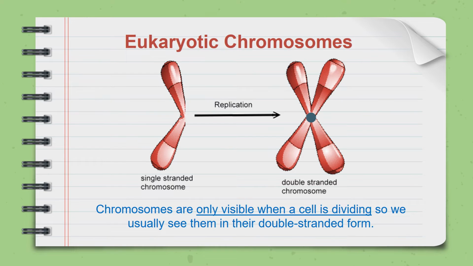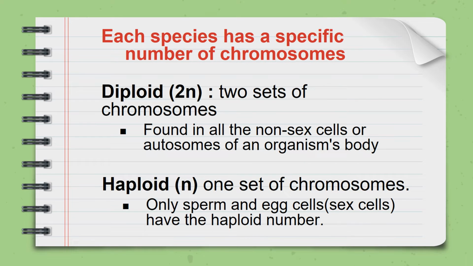So this is the structure of a eukaryotic chromosome. This is the single-stranded chromosome that undergoes replication and becomes a double-stranded chromosome. Take note that chromosomes are only visible when a cell is dividing, so we usually see them in their double-stranded form. Each species has a specific number of chromosomes.